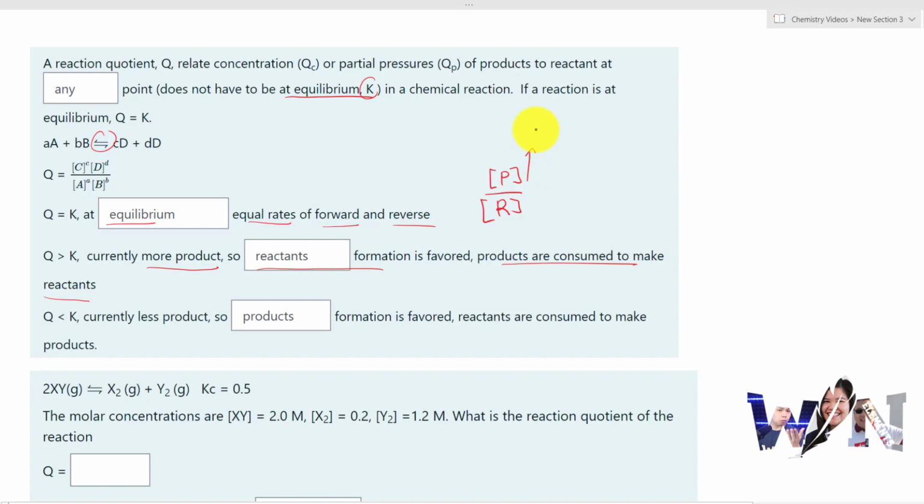Now, let's look at the other way around, where, again, let me write this out. P over R, okay? When Q is less than K, well, what does that tell you? The only way that's less than K is if the product value is less, okay? So they are going to change the wording in terms of reactant and product. You have to visualize it. So currently we have less product or more reactant. You see how that works? So therefore, in order to achieve equilibrium, you would need to make more product. Therefore, product formation is favored, and the reactant is consumed to make product. So again, take the time to digest the wording, how this can be twisted in different ways.